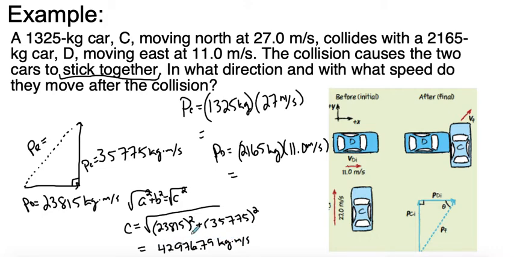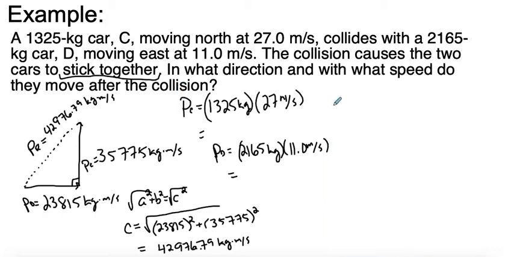That is the hypotenuse of this triangle, so 42,976.79. So that's the resulting momentum after the collision. Okay, so now we want to use that. We can use that value to figure out the direction and speed the cars move after the collision.